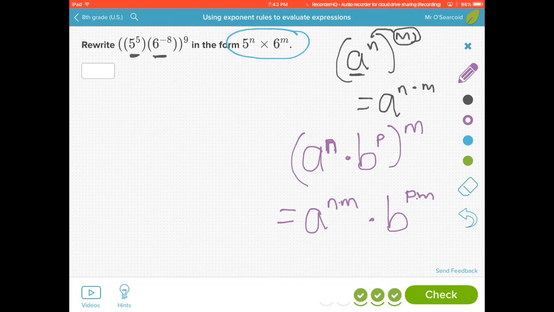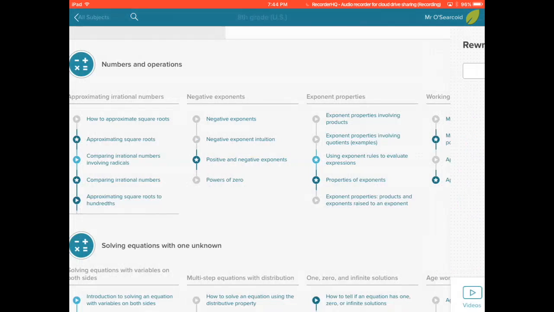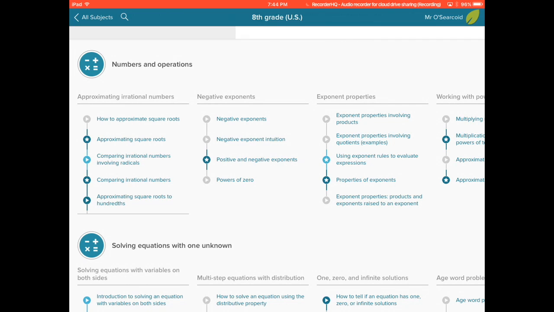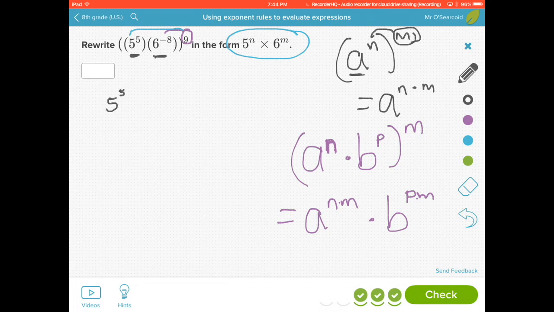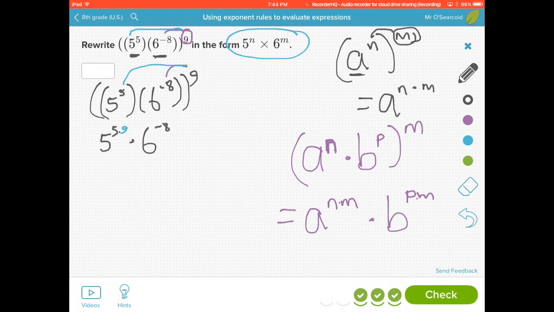Very interesting. What that means now is that this 9, we're just going to distribute it into our equation. Using that rule, we have 5 to the power of 5 times 6 to the power of negative 8, and that's all to the power of 9. We're going to distribute the 9 in here, and we're going to distribute the 9 in here, which is going to give us 5 to the power of 5 times 9, multiplied by 6 to the power of negative 8 times 9.